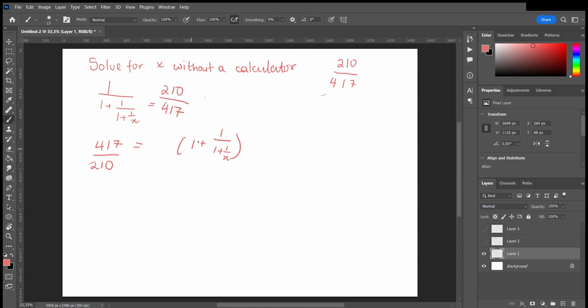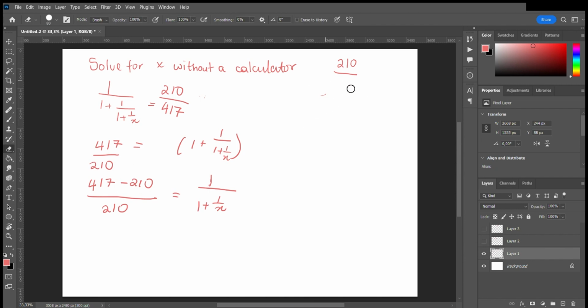Then we can take this 1 and put it this side. So we're going to have 417 minus 210, taking the 1, putting it this side, all over 210. Sorry, I keep saying 220. That equals 1 over 1 plus 1 over x. Remember, you're not using a calculator for this, so you probably have to solve this without using a calculator, which we're going to do on the side here. I advise you to also do it on the side.